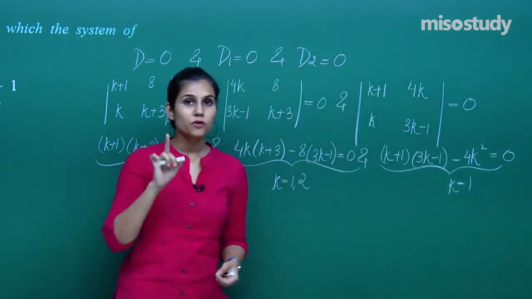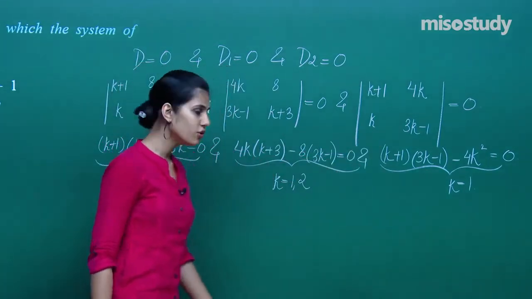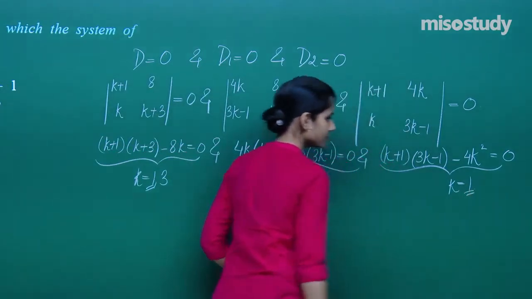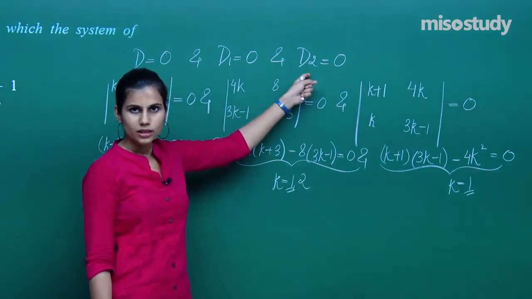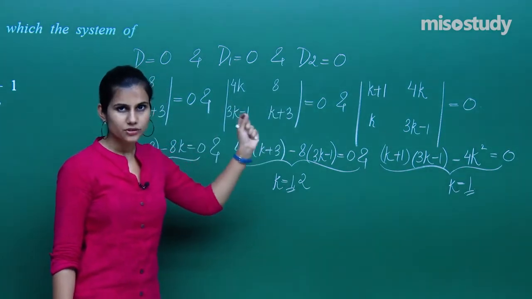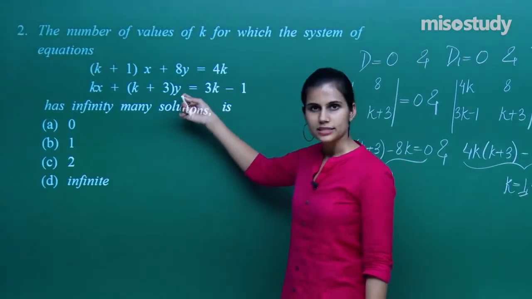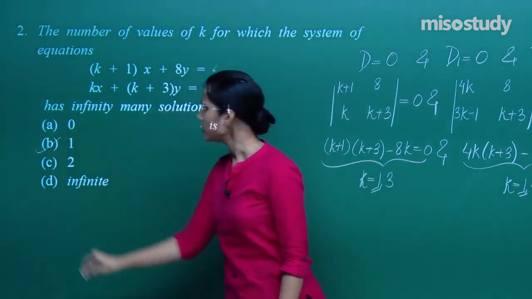So what is the value of k for which this is 0, and this is 0? It is only one value, which is the number 1. For k equals 1, all of these are 0. That's the common solution to all these three equations, and therefore it is for k equals 1 that this particular system is going to have infinitely many solutions. So your answer is k equals 1.